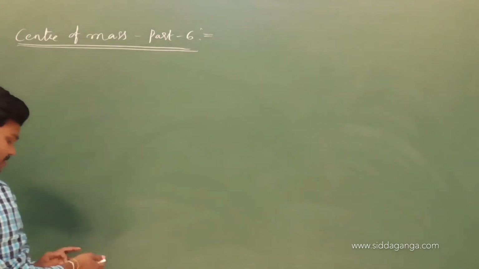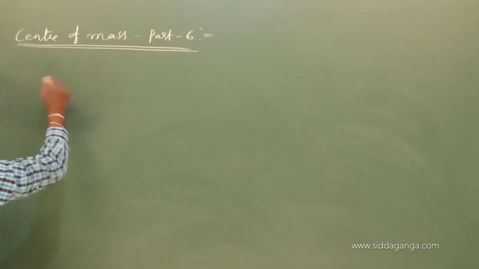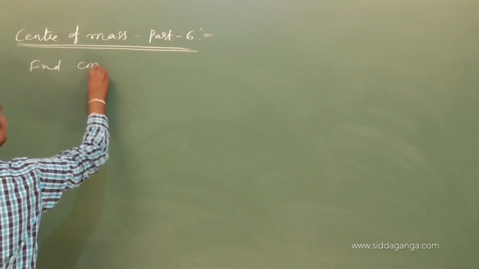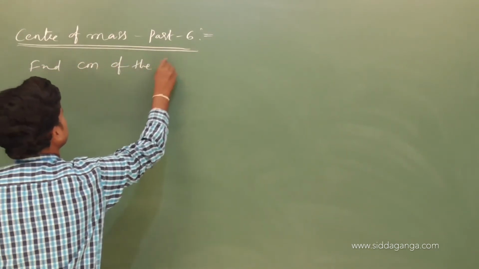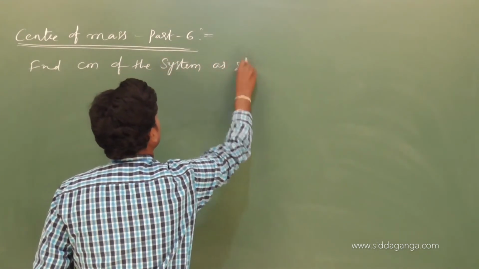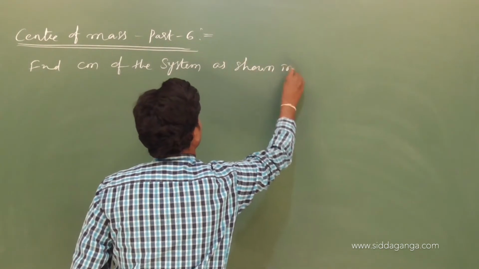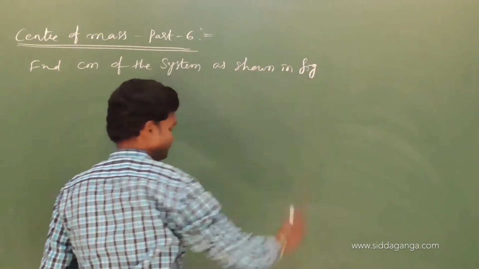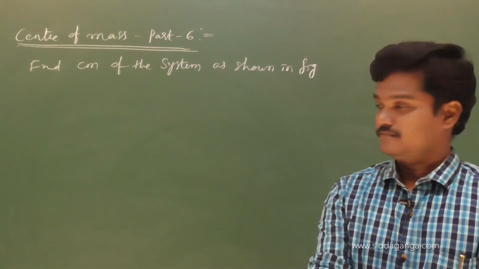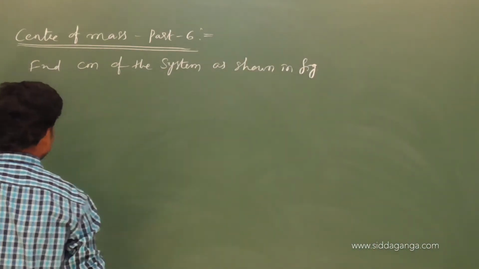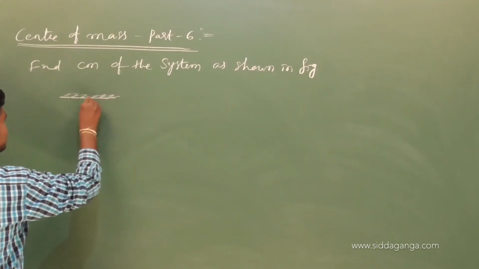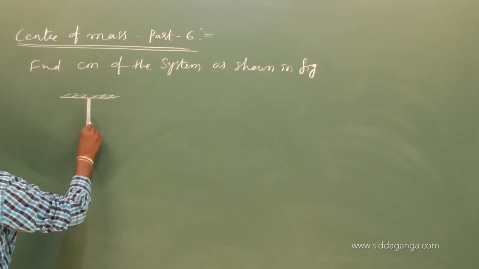Find center of mass of the system as shown in figure. So I am going to draw the diagram. Let us find the center of mass of the system as shown in figure. See the given diagram like this. I think you know this diagram in laws of motion.